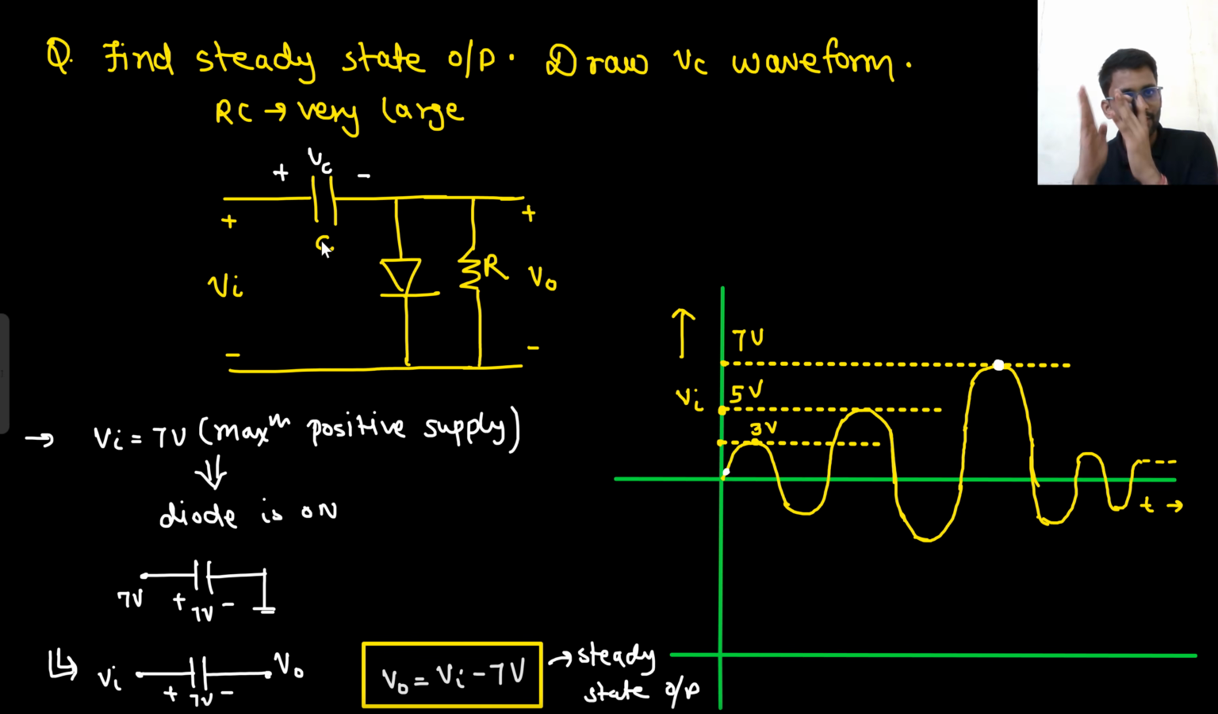The capacitor voltage will start following the input. Simply VC will be equal to V in only. If the diode is on, VC will be equal to V in only. So it will start following the input. It is following till 3 volt it will follow. Now what will happen? The nature is changing. Now this is charged to 3 volt.